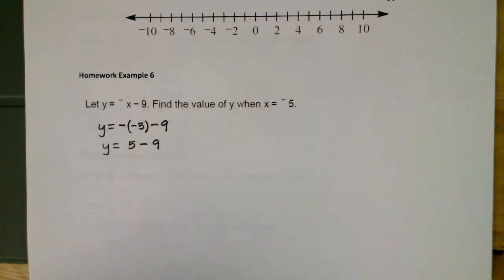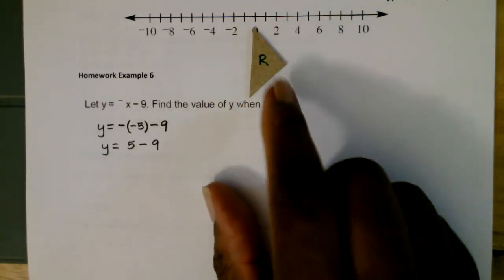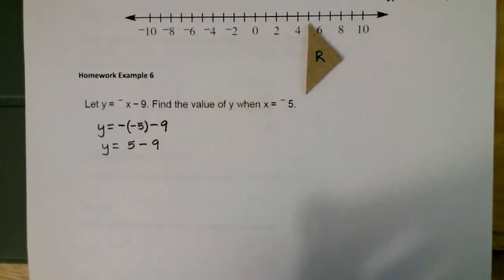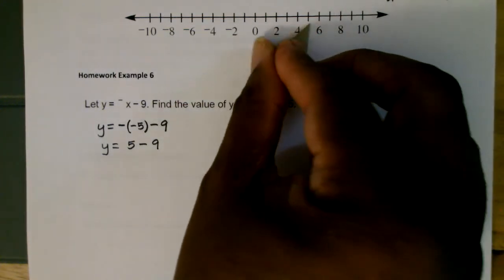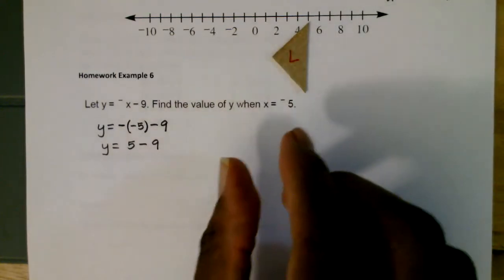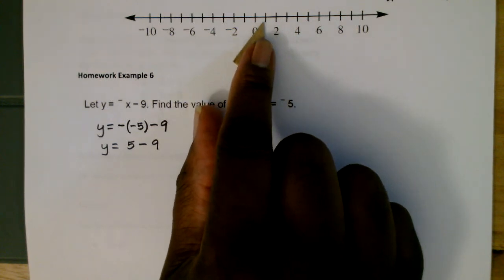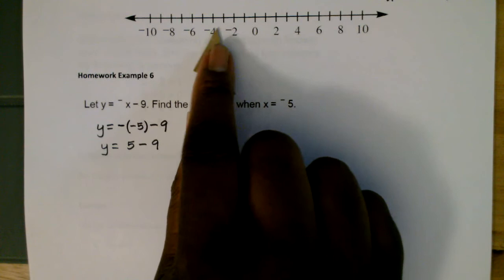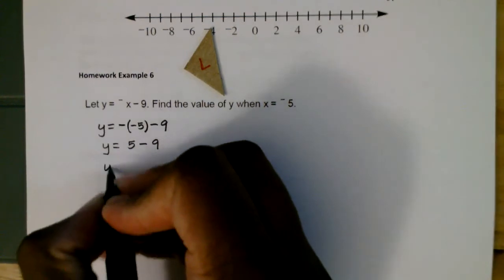And if you want to use this number line model that I have up here, start at 0, facing to the right, +5, I go to the right 5, I end up here. And then subtraction means I switch from right to left and go forward 9 places. 1, 2, 3, 4, 5, 6, 7, 8, 9. I ended up at -4. So that means y is equal to -4.